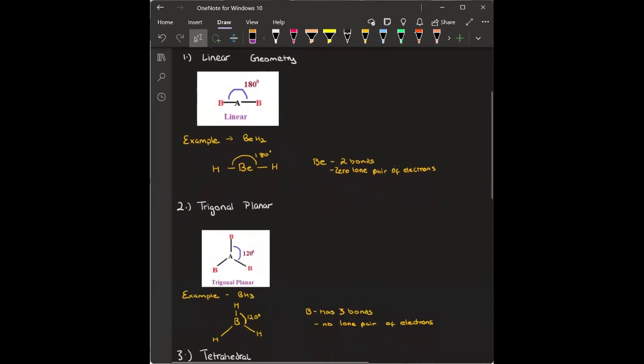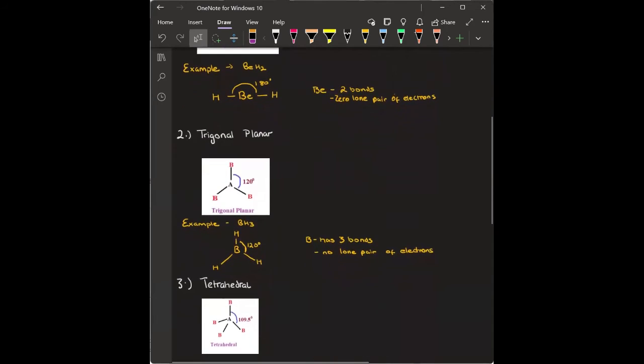The next geometry that we will look at is trigonal planar. Trigonal planar is common in molecules that have three bonds. Again, A indicates a chemical element and B could indicate either a chemical element or a lone pair of electrons. An example is boron hydride.